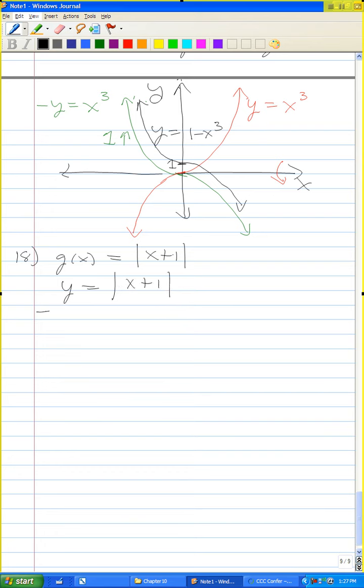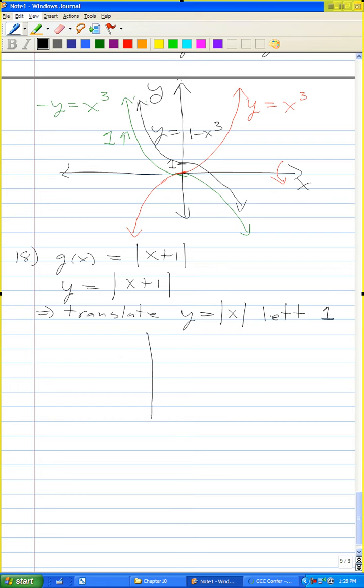So this is just a translation of the graph y equals absolute value of x. And notice I'm adding 1 to x, so I should go in the negative x direction. The negative x direction is left. And so I should go left by 1.